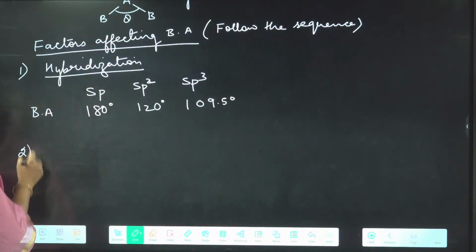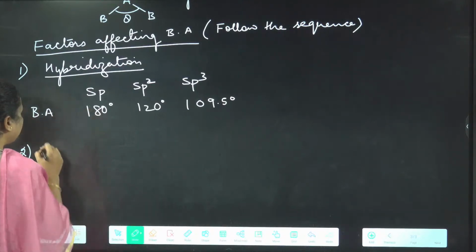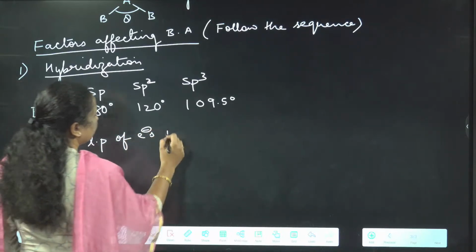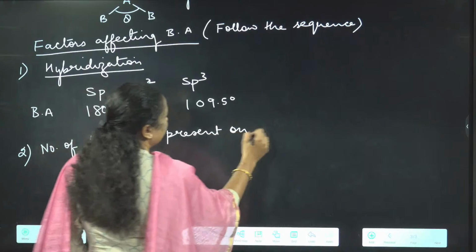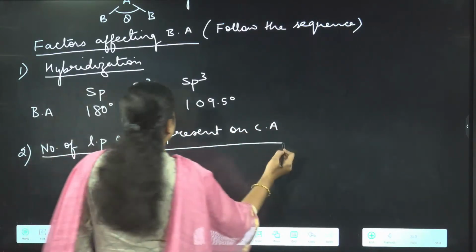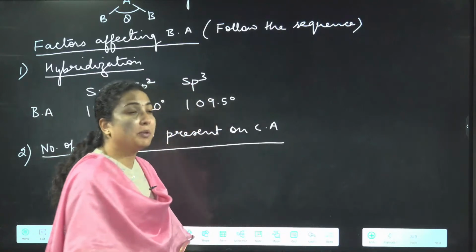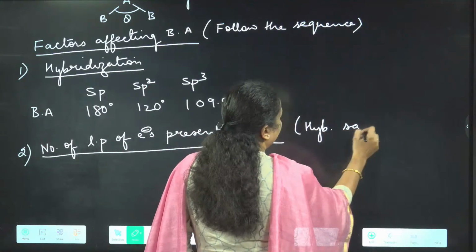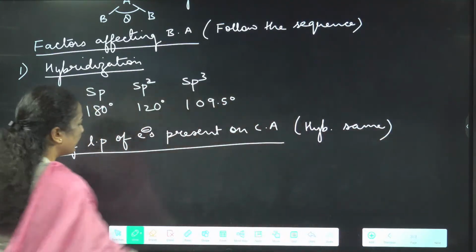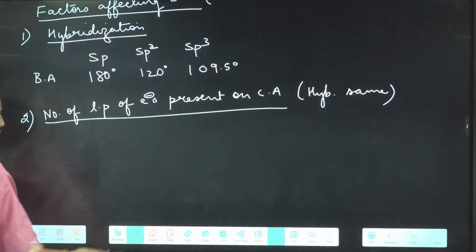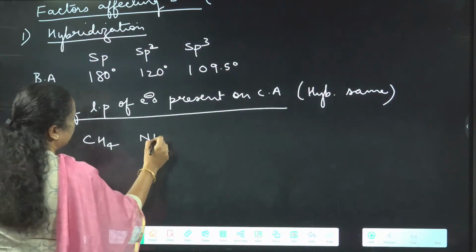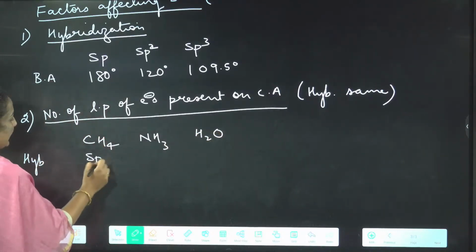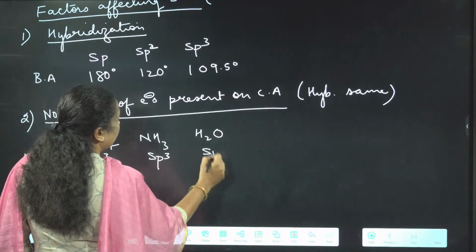Now, another one is, if we have checked hybridization, then the number of lone pair of electrons present on the central atom. Right? And here what should be the same? Hybridization should be the same. You have checked that first, okay? So here, hybridization same. I have written this in short, okay? So suppose in this, what we are having is CH4, NH3, H2O. Now we know that hybridization here is sp3 for everyone, sp3, and here also it is sp3.